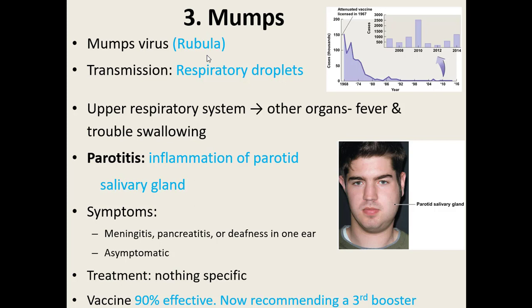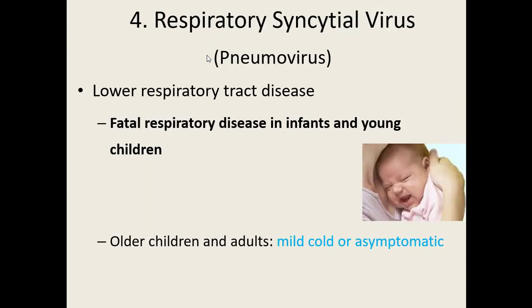Because it was just a few years ago that at UWL, a couple students went home for spring break and had actually picked up the virus and brought it back with them. So it's around. And the fourth of our Paramyxoviridae family is the respiratory syncytial virus, also called the pneumovirus. It affects the lower respiratory tract, usually just in young children, and it's the number one cause of fatal respiratory disease in infants and young children.